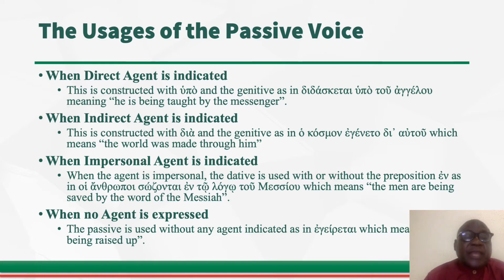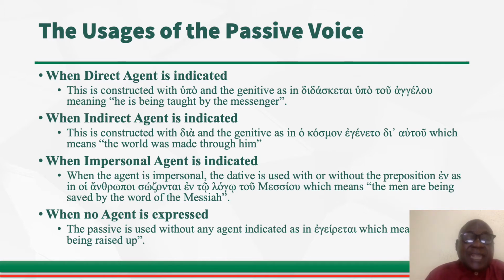Now, it could be the indirect agent. And in this case, dia will be the preposition, and the case will also be genitive. An example here is ho kosmos egeneto di' autou, which translated means the world was made through him. So through him there is the indirect agent.